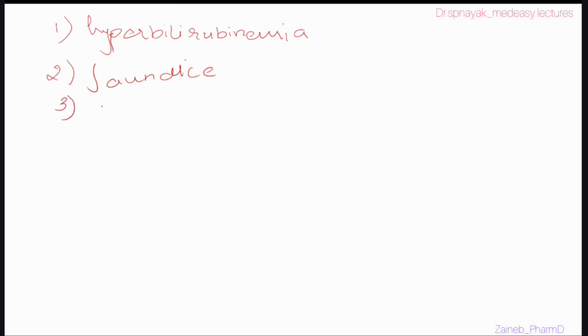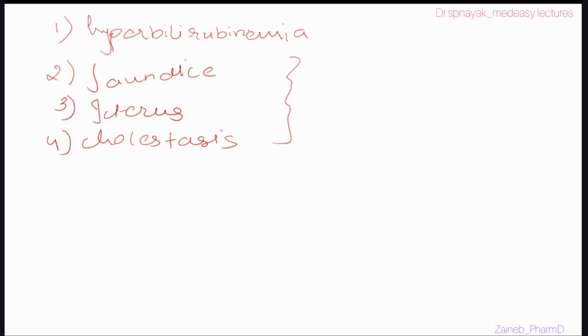First is hyperbilirubinemia. Second is jaundice. Third is icterus. And fourth is cholestasis. These four terminologies should be differentiated from each other.